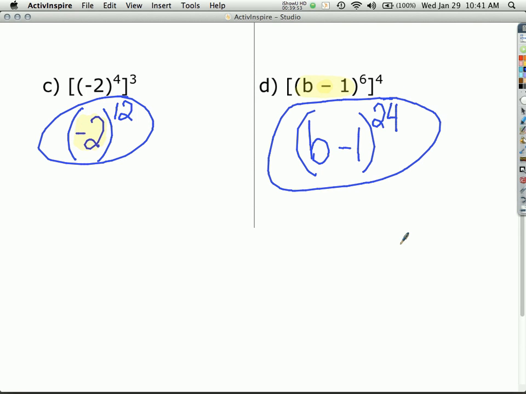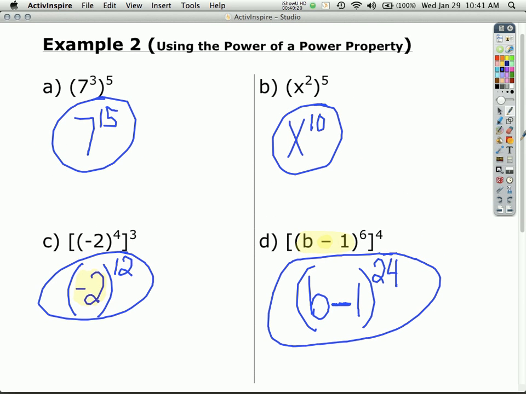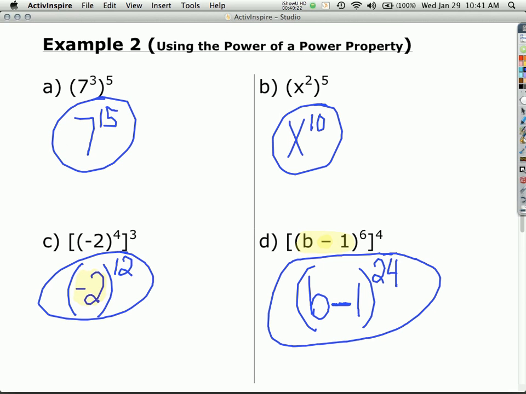Now, this is not a case where you can take the 24 and apply it to the b and apply it to the 1. Because that other property only works with multiplication. This is subtraction, which is basically the same thing as addition. Okay, was that what you were going to point out? Oh, go ahead. What was your other thing? You sure? Are there any comments or questions on the second building block, the power of a power property?